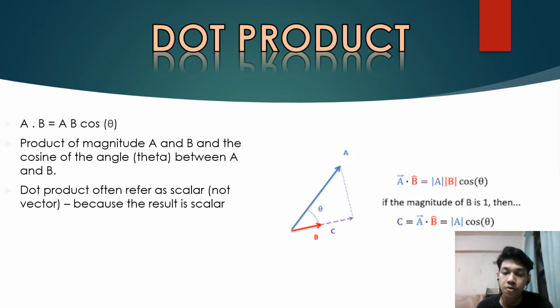If the magnitude of B is 1, then the formula becomes only the magnitude of A times cos theta, where theta is the angle between the two vectors. That's all for the dot product.